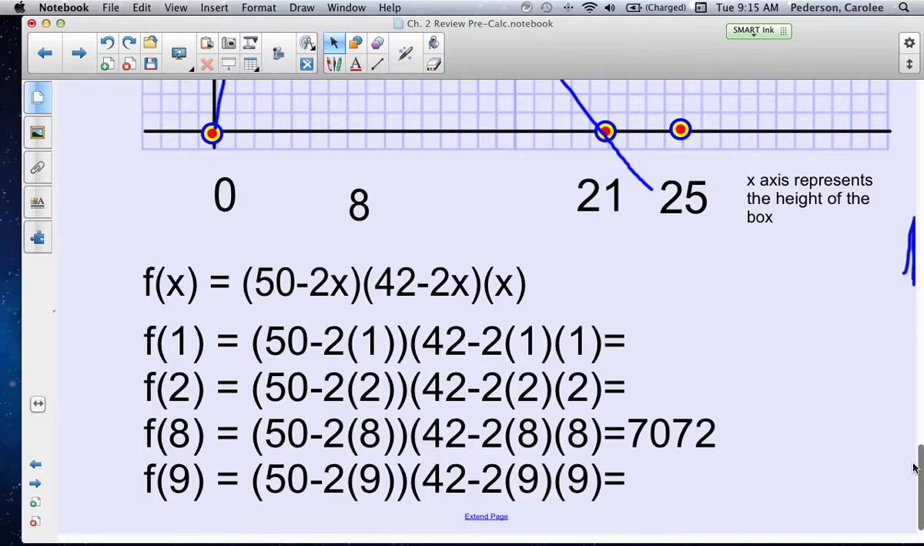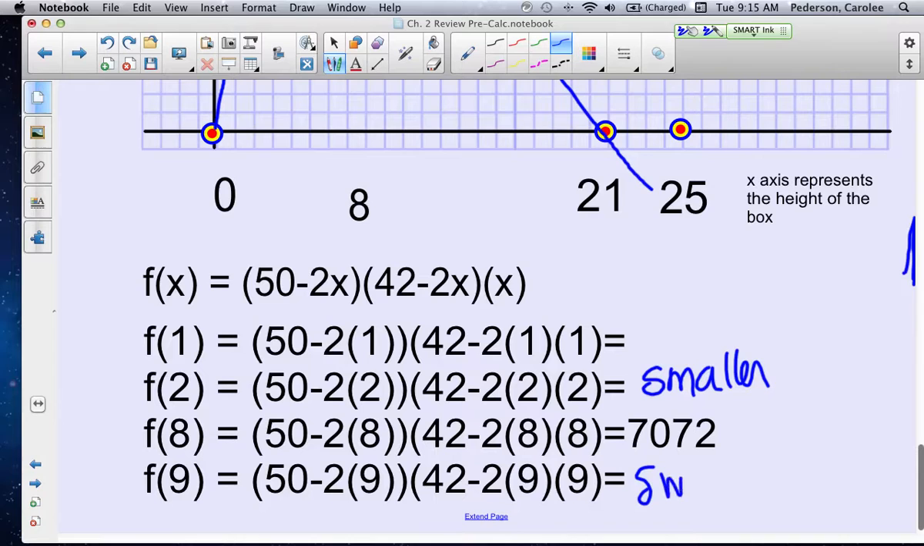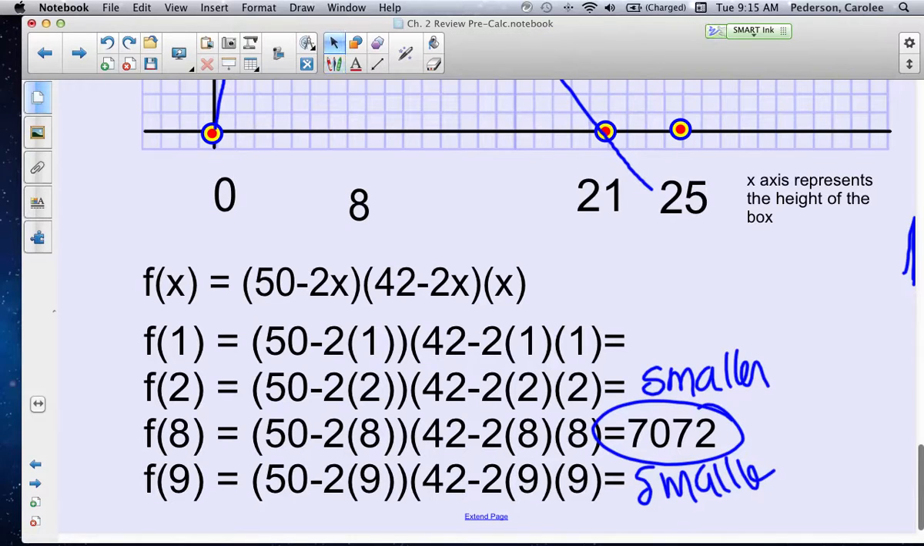So I tried, let's say, 8 and 9, and if you start plugging in some smaller numbers, this is the smallest, smaller, and then it starts to get smaller again. This one, to save us some time, has the highest f of x. So f of 8 was 7,072 as its highest volume. And this will be on ClassJump too, so you can look at this too. I'm going to convert it to a PDF after 4th hour today, so you can look and check your answers.